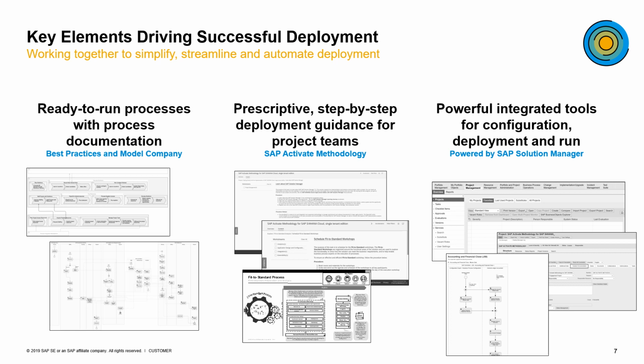Before we go on to the next section, let's first summarize the 3 key things that help customers drive successful deployments. We have the ready-to-run processes that you will find in SAP best practices, as well as the use of model company. The second key component is the use of the SAP Activate methodology that you will find in the roadmap viewer. This gives you prescriptive step-by-step deployment guidance for project teams, with specific details regarding activities such as fit to standard.